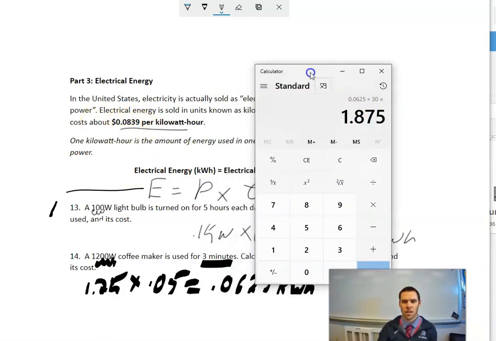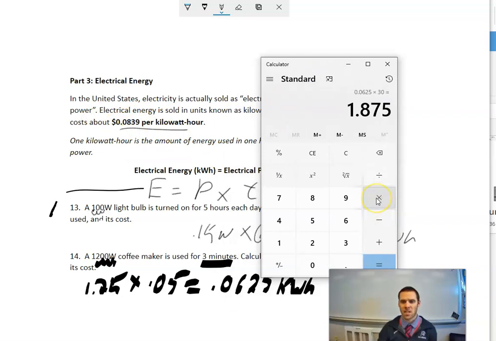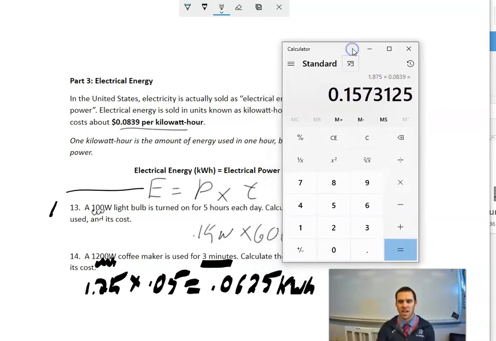My last step is to convert these kilowatt hours times the amount of money that the electrical company is charging me, and that's going to be 1.875 kilowatt hours times 0.0839 dollars for every 1 kilowatt hour. My final answer is only going to cost me about 16 cents to run that coffee maker 3 minutes a day in a 30-day month.